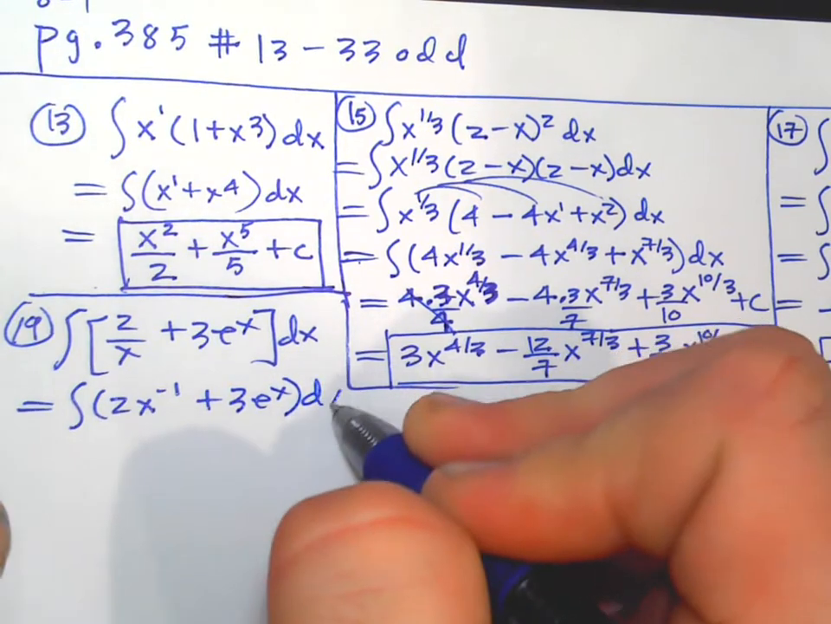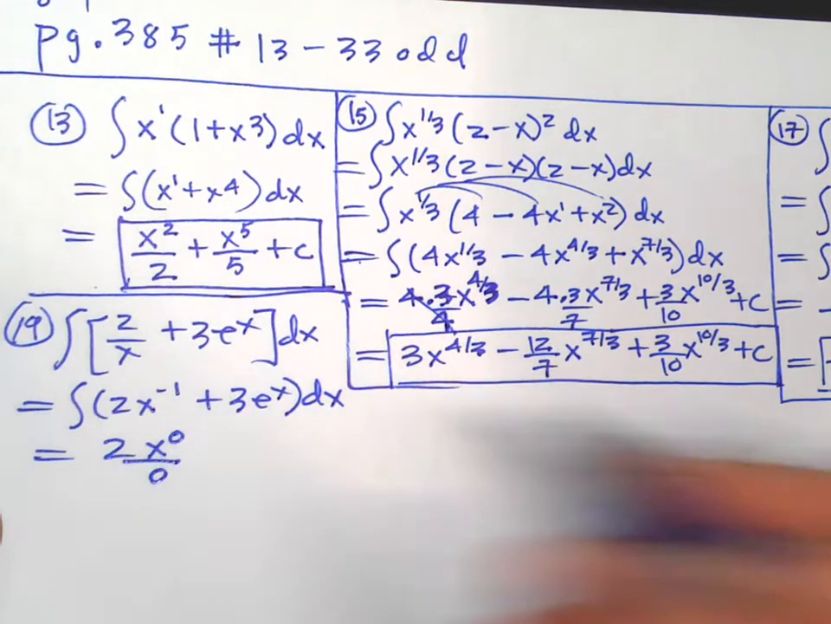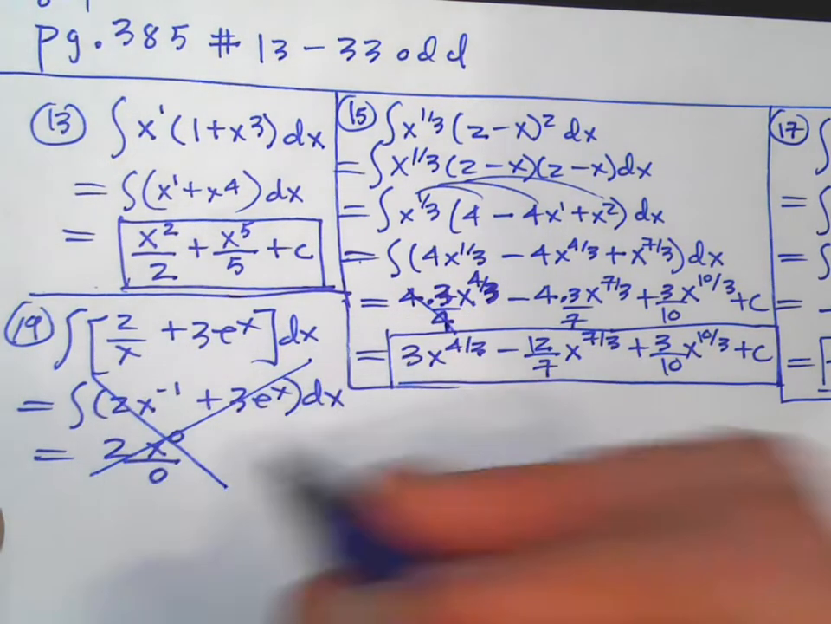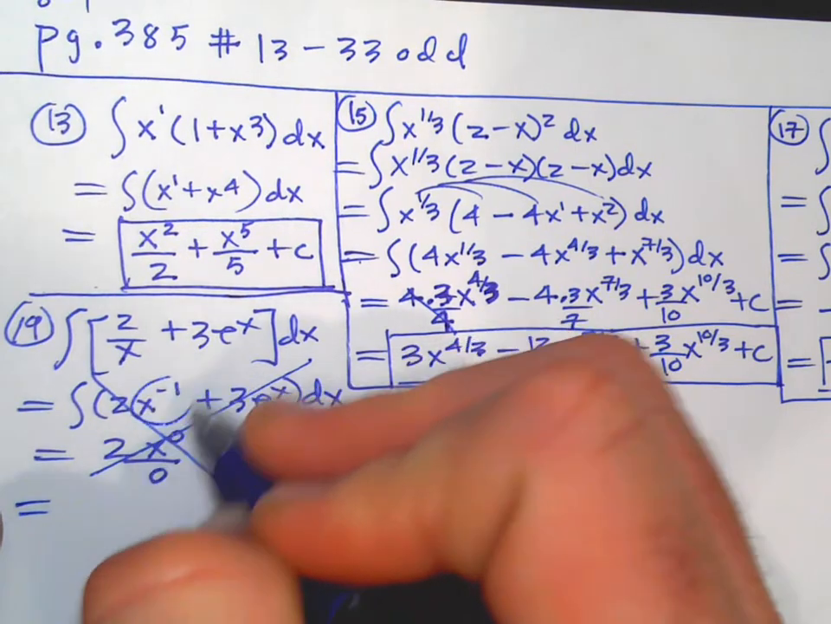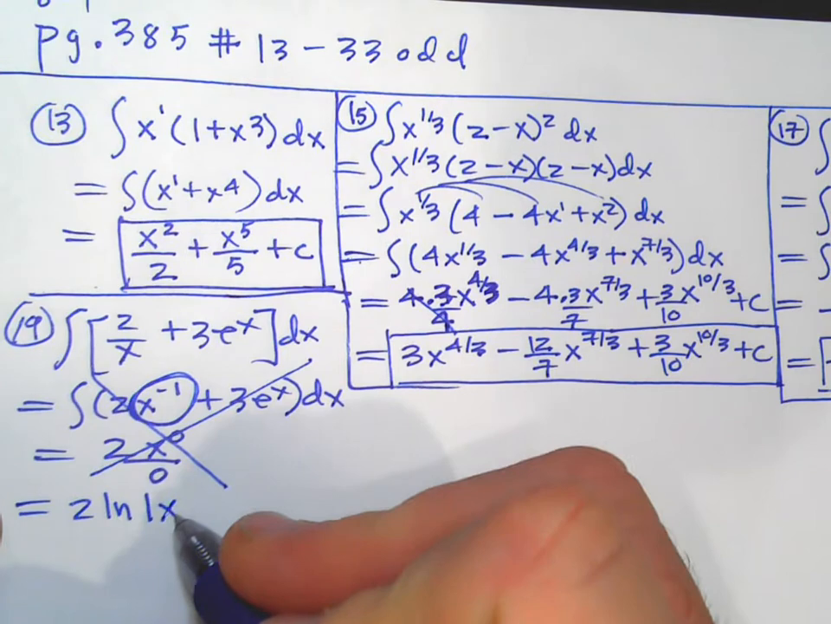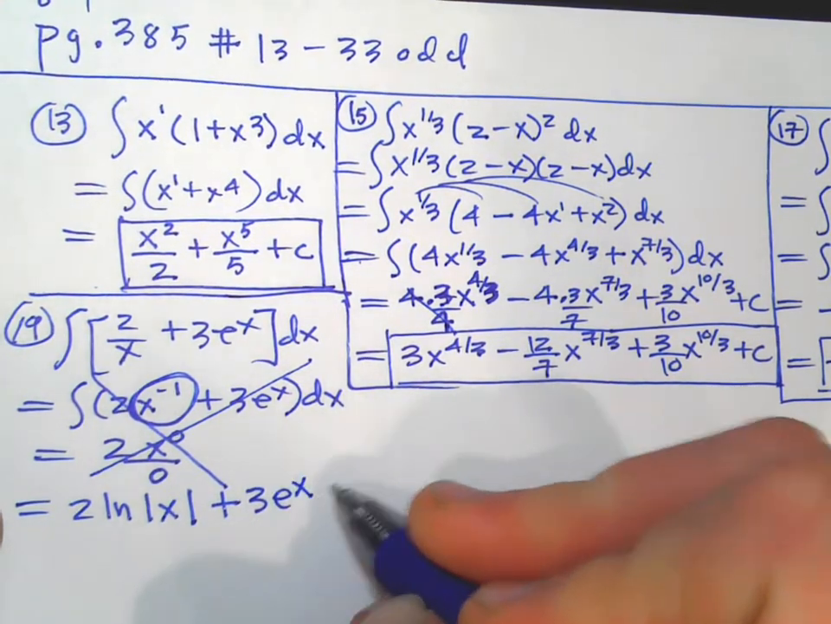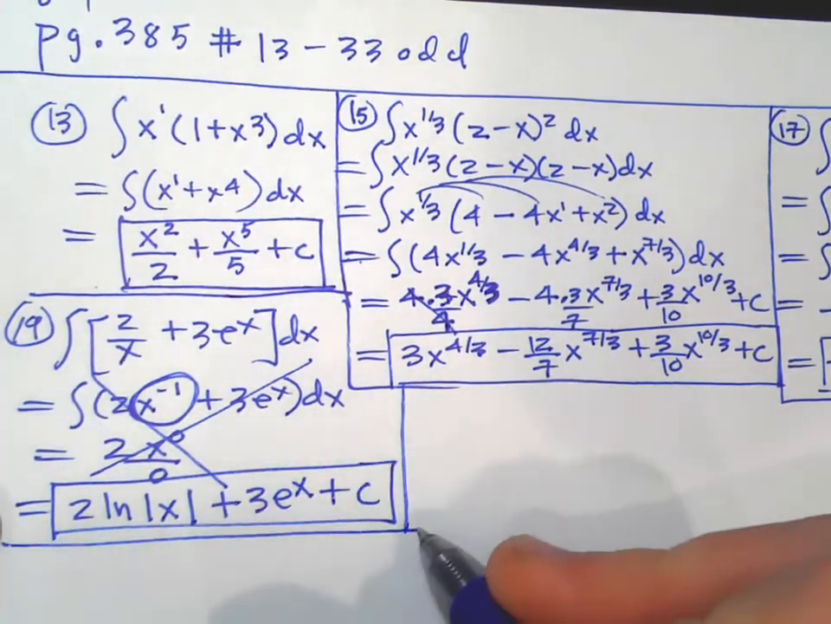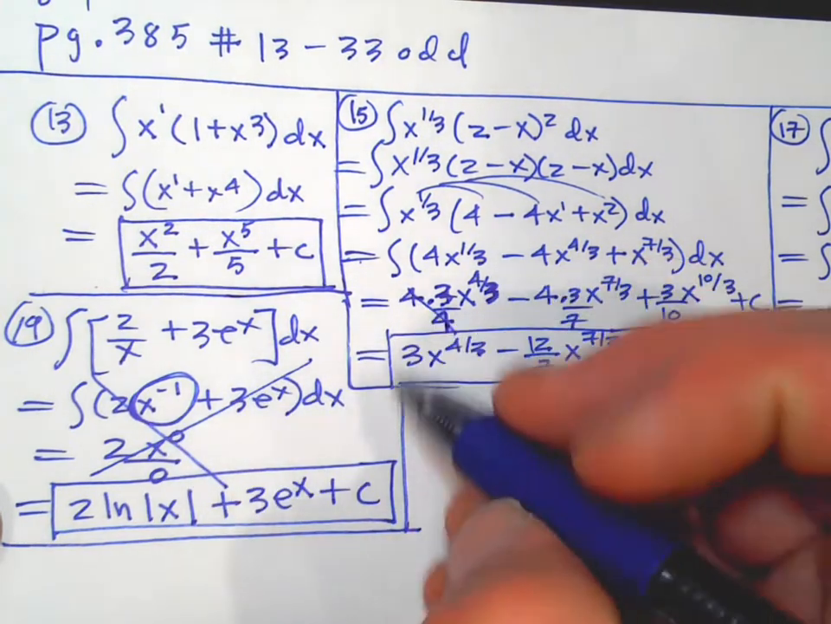Okay, now if you were to do that, then you'd be like, oh, this is a power rule, bump it up 1, divide by the new exponent. Division by 0? No. Nope. The antiderivative, this is a special case, of x to the negative 1, 1 over x, is natural log of the absolute value of x. Plus 3, the antiderivative of e to the x is e to the x. Plus c, that's your answer. So you got to watch out for that one. Okay? But it's going to be obvious. If you divide by 0 in the middle of your work, that should bother you.